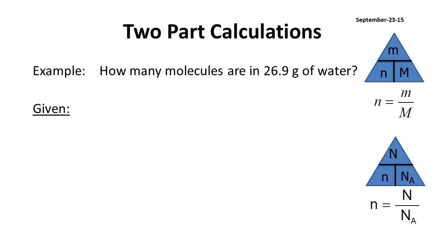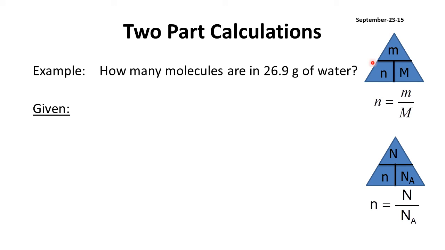The first one is: how many molecules are in 26.9 grams of water? Just as a little bit of a heads up before we do this problem, I know what the little m is going to be in this formula because we're told we have 26.9 grams of water. I also know the chemical formula for water, H2O. Because it has two hydrogens and one oxygen, I can figure out exactly what the molar mass of water is going to be.